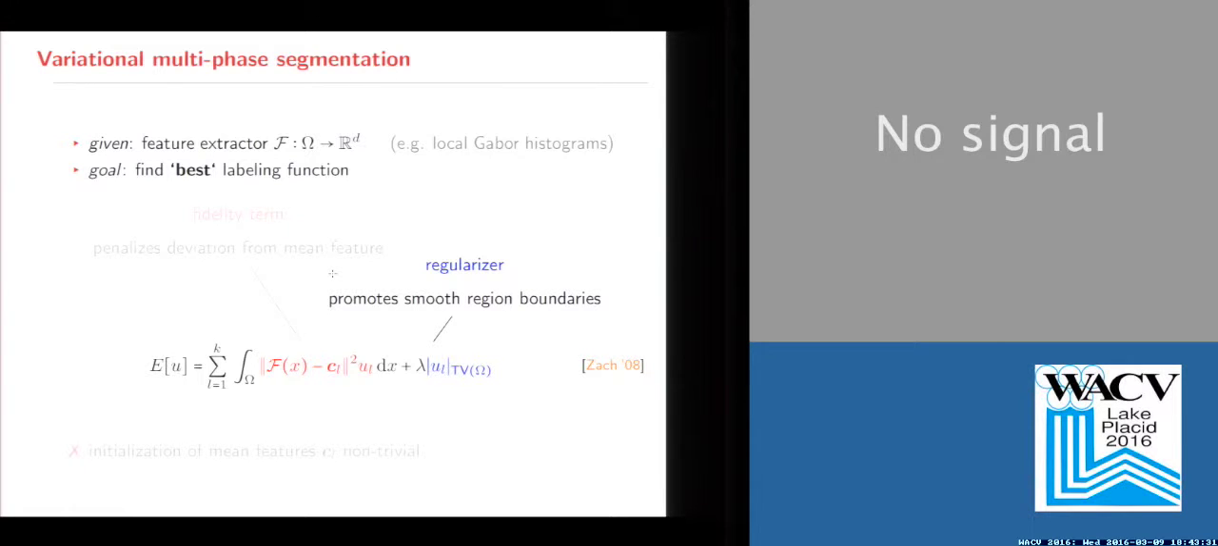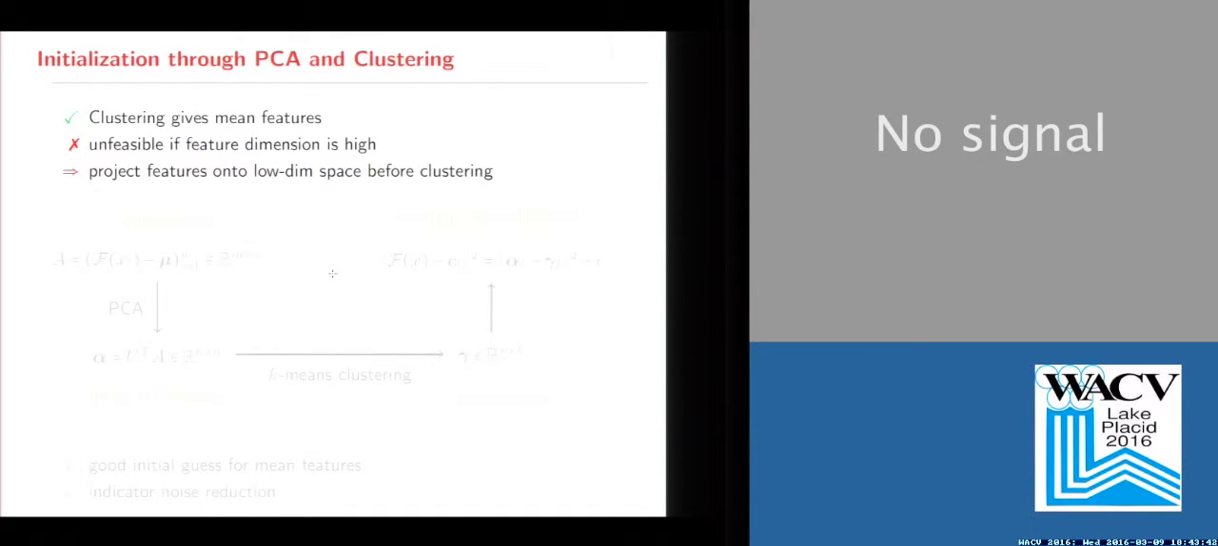The problem, however, in this application is if we want to do this in an unsupervised fashion, we don't know these mean features that we would like to put into the fidelity term. And in a high-dimensional setting, it's maybe not so easy to retrieve those, but an initial guess might be computed using k-means, but still in high dimensions there are problems.